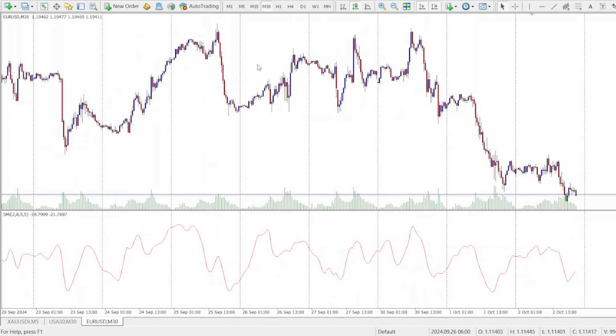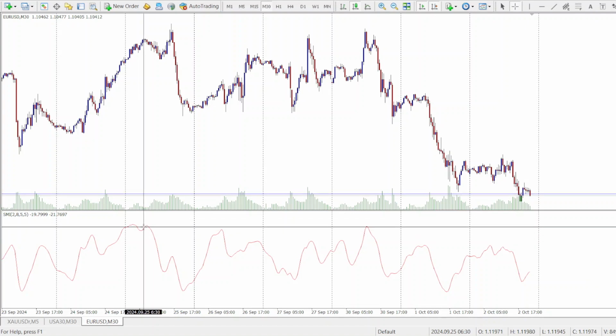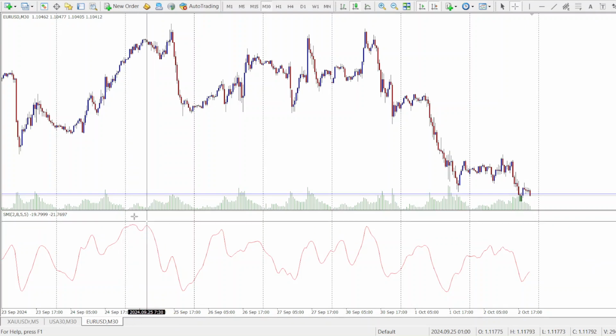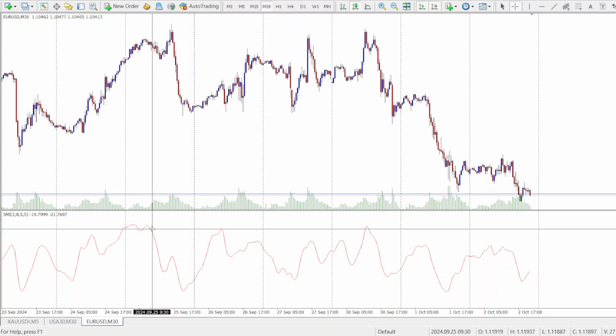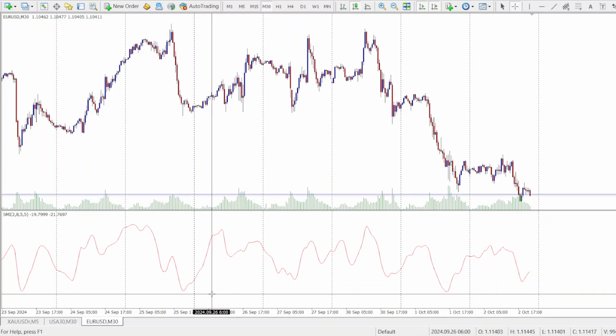Now, as an intraday trader or a day trader that is making analysis on the 30 minutes time frame, one thing that you would want to look out for is identifying a curve on the SMI, either around the upper boundary of this indicator window, the upper boundary for a sell trade, or the lower boundary for a buy trade.